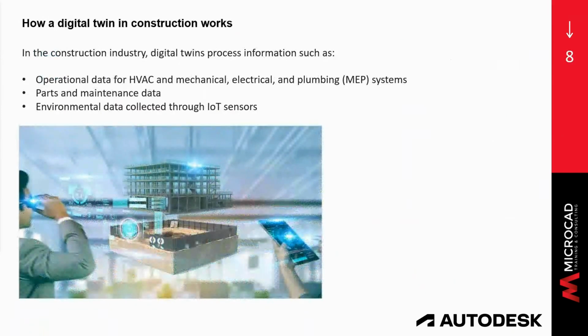So, how does digital twinning work in construction? In the construction industry, you can have operational data for HVAC, mechanical, electrical, plumbing, all the MEP systems. You can have parts and maintenance data. You can have environmental data collected through sensors.